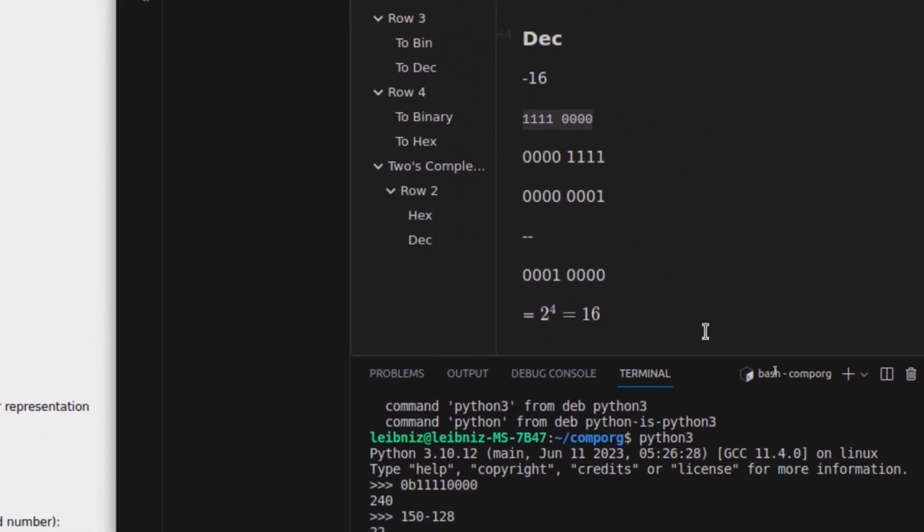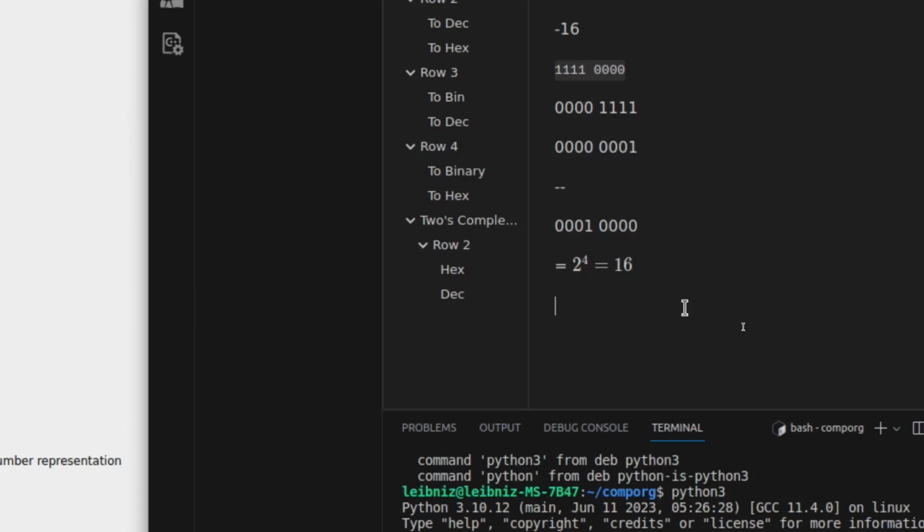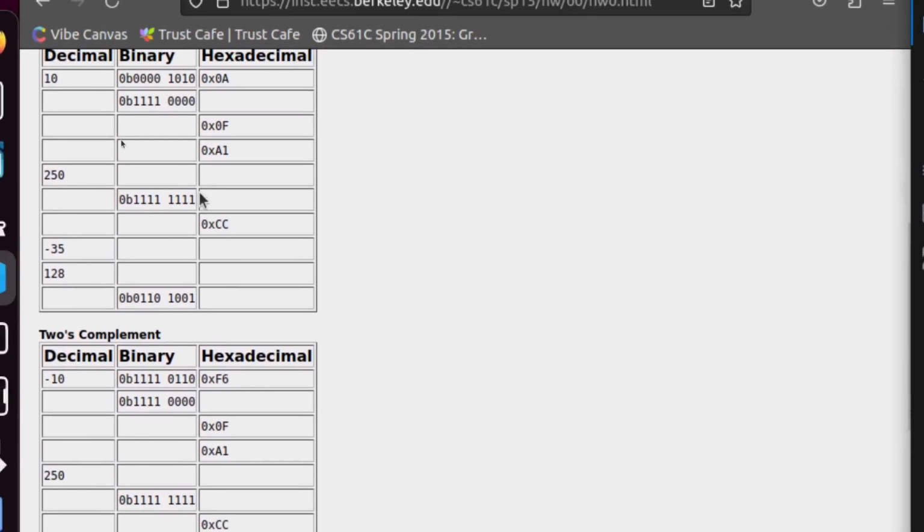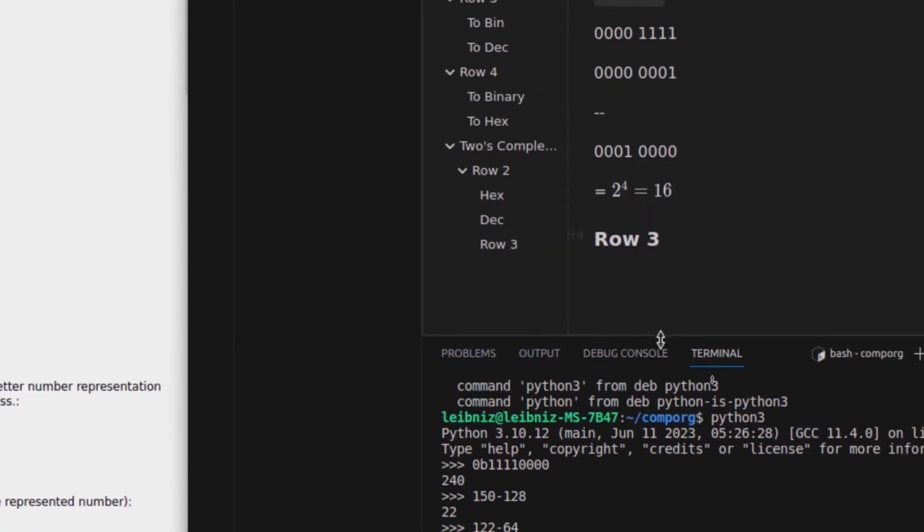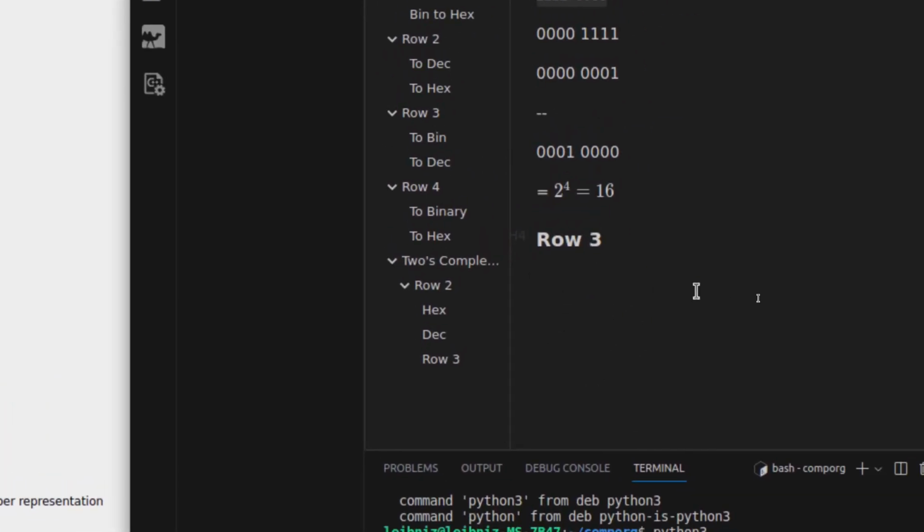And so in row number 3, we're going to have, what order did it go in? So all zeros and then a block of 1s. Okay, that is right, and that's the binary.